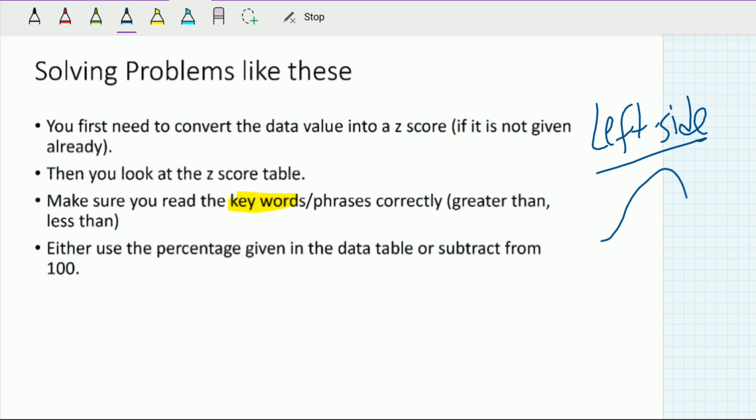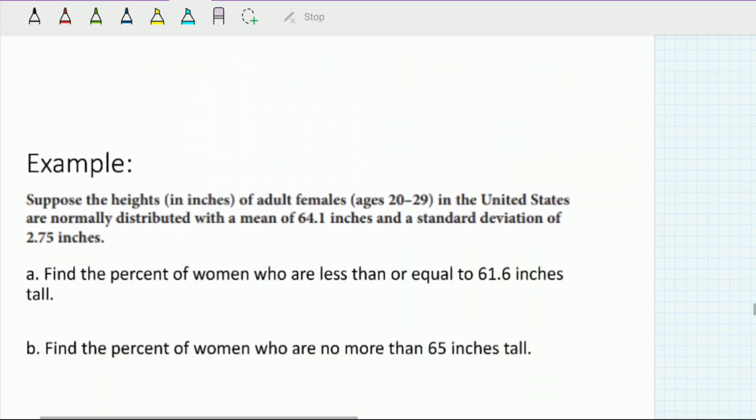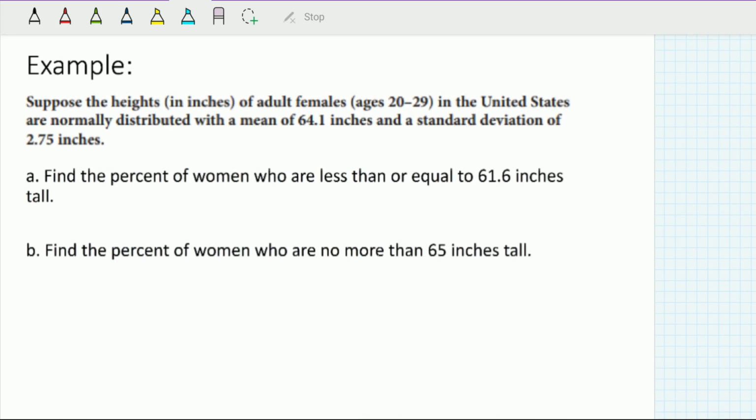I would say look at the shading, right? Because it's the left side, you're going to see this here shaded. All right, so just be aware of that. And then either use the percentage given in the data table or subtract from 100. That depends on whether it is asking for the left side or the right side. All right, so go ahead with this next example. See if you can do it by yourself, okay? Pause the video. It's completely fine. Just think of the advice that I just gave you.